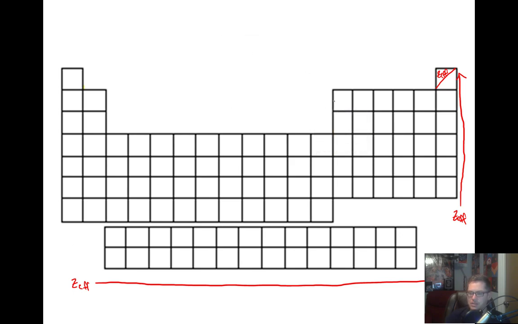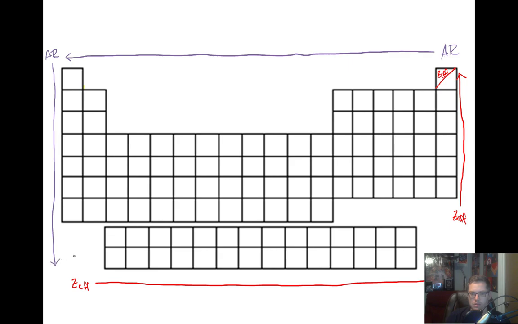So our atomic radius, remember, is opposite of our Z effective. So when our Z effective is going up, our atomic radius is going down. So the atomic radius is going to increase as we go right to left. And then the atomic radius increases as we go top to bottom. Okay, so the atomic radius increases as we go this way.